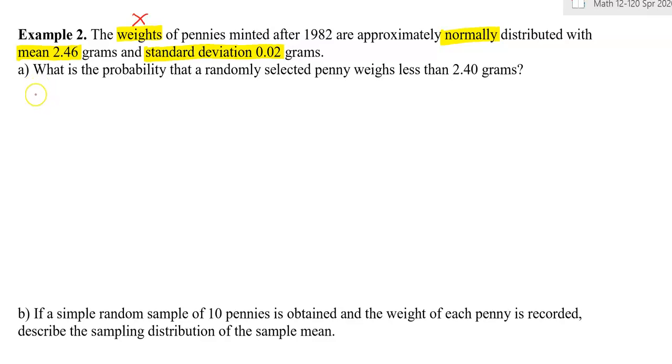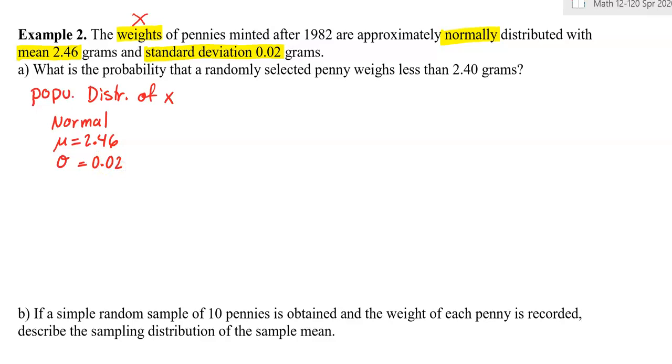So this is about weight, so that's going to be the population distribution, in this case of weights, which is our X. We do know the shape, it is normal. We know the mean, which is 2.46, and we know the standard deviation of 0.02. Okay, so that's the information they give us.